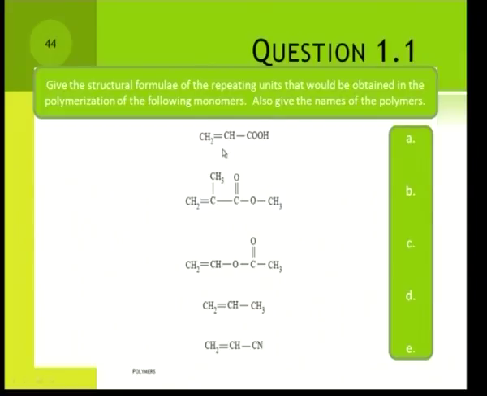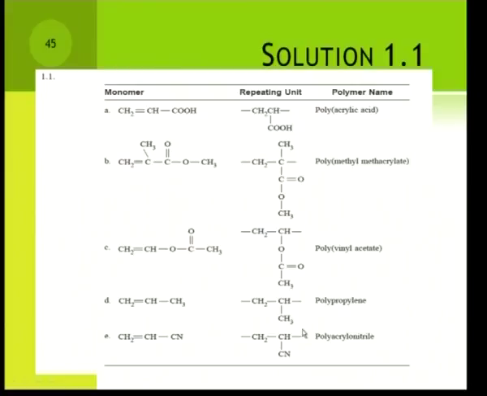The first one is CH2=CH-COOH, then CH2=C(CH3)-COOCH3, and here it is CH2=CH-O-CO-CH3, and this is your CH2=CH-CH3 and CH2=CH-CN. Let us analyze this and get the solution for this particular problem. This table identifies the different monomers given in the question, the repeating units placed here to form the polymer, and the name of the polymer.